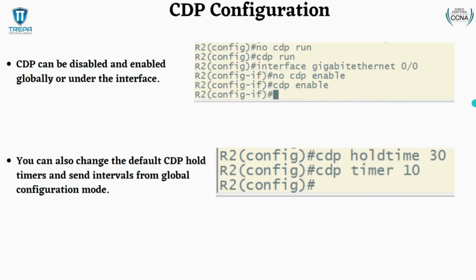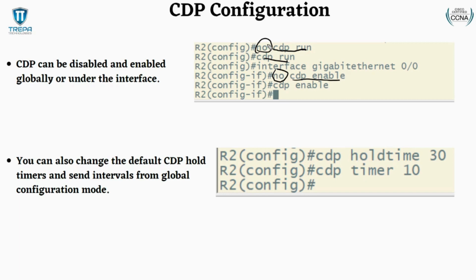So CDP configuration, pretty simple. If it's not already on by default on your Cisco device, globally, you enable or disable it with this command here, cdp run. And then if you want to enable it per interface or disable it per interface, the command is cdp enable. And then of course, to disable it, you just put a no in front of these commands.